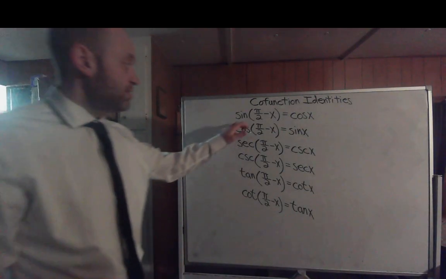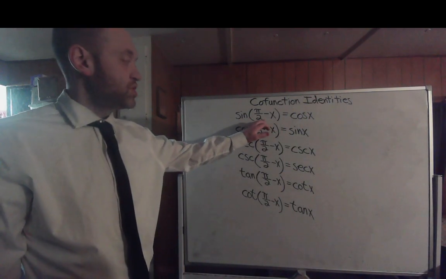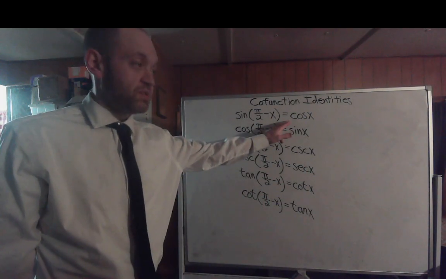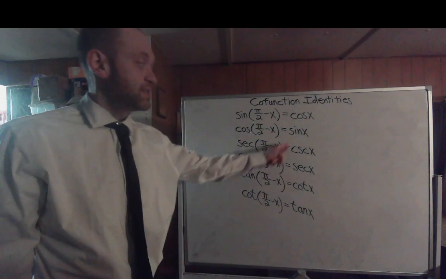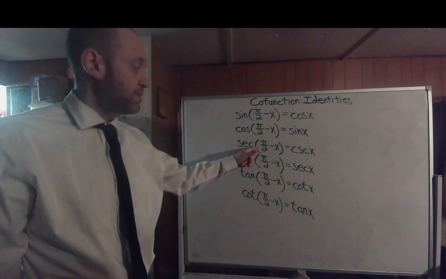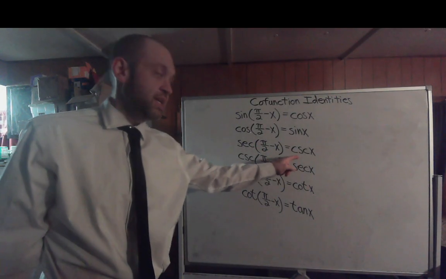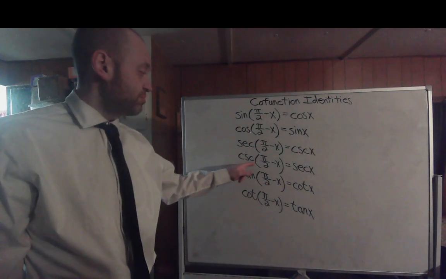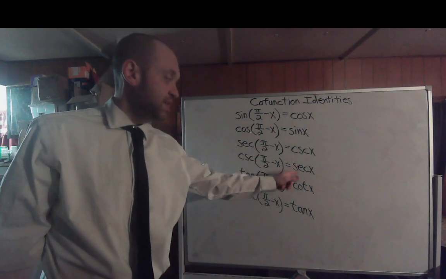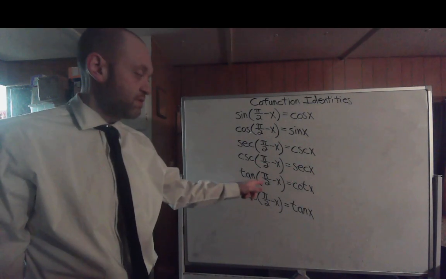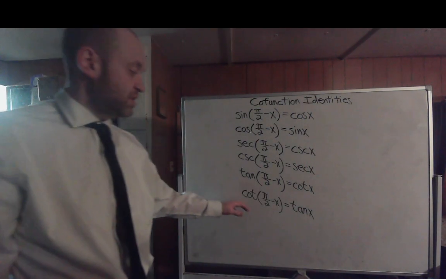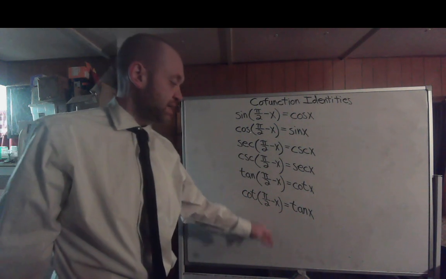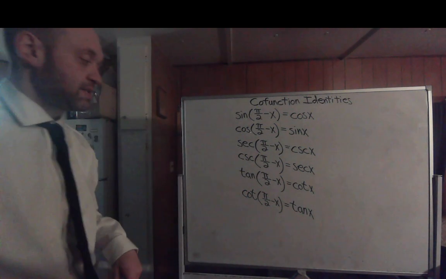So sine of the quantity of pi over 2 minus x is the same as cosine of x. Cosine of pi over 2 minus x is the sine of x. Secant of pi over 2 minus x is the cosecant of x. Cosecant of pi over 2 minus x becomes the secant of x. Tangent of pi over 2 minus x becomes the cotangent of x. And then the cotangent of pi over 2 minus x equals the tangent of x.